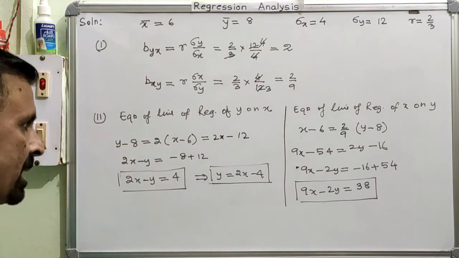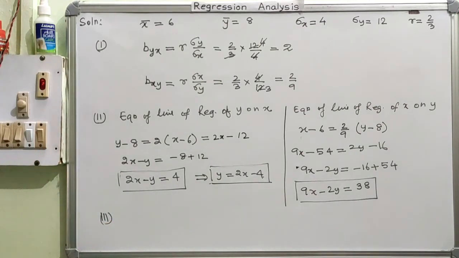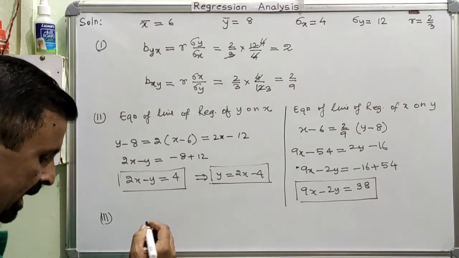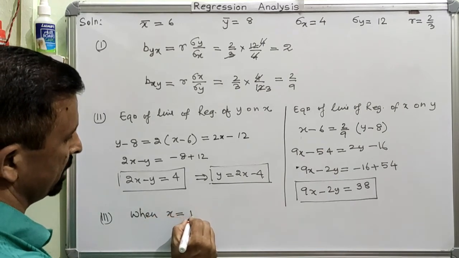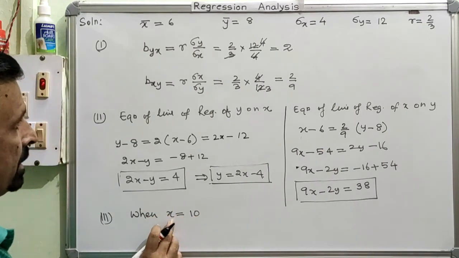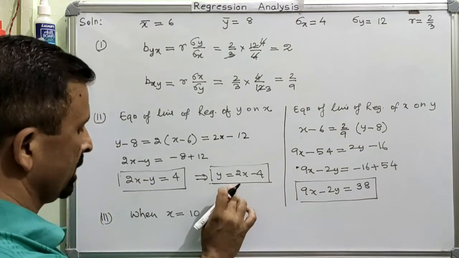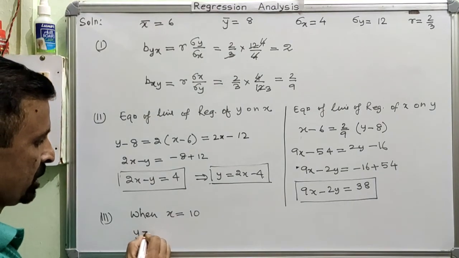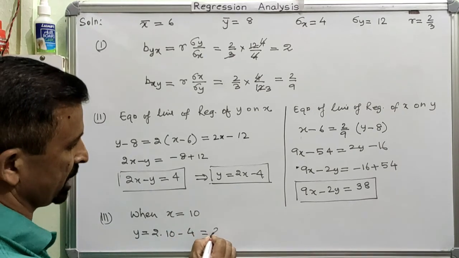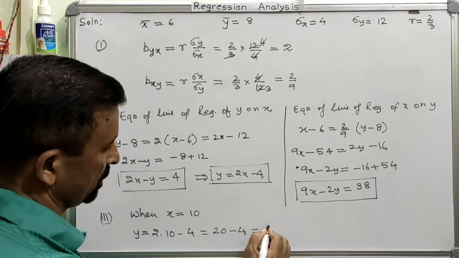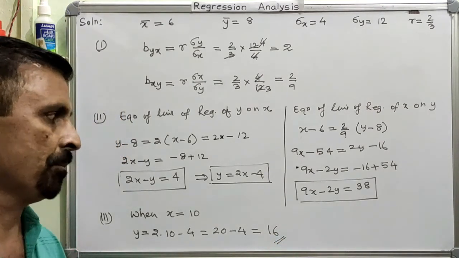Now the last part of the question is calculate the value of y when x is equal to 10. So can we use this formula? This is easier. So we can say y is equal to 2 into 10 minus 4 is equal to 20 minus 4 is equal to 16. So when your x is 10, your y is equal to 16.